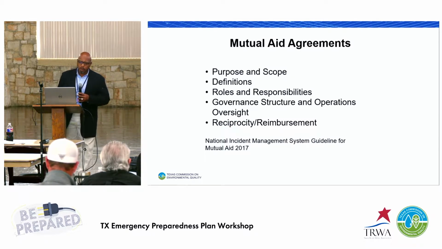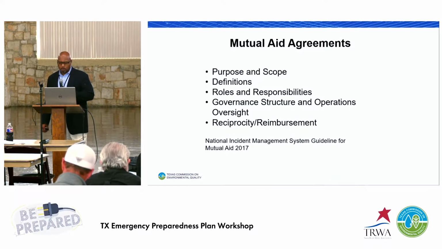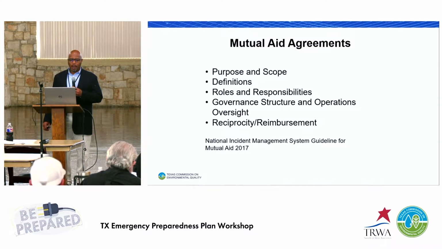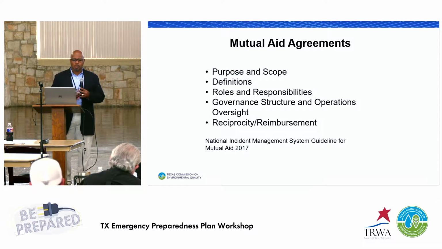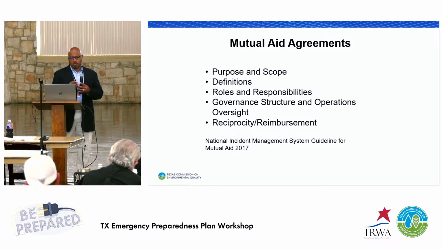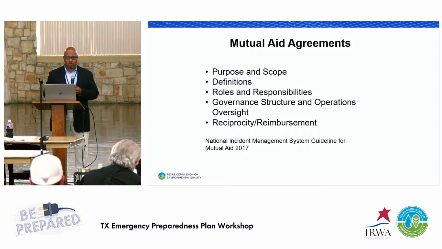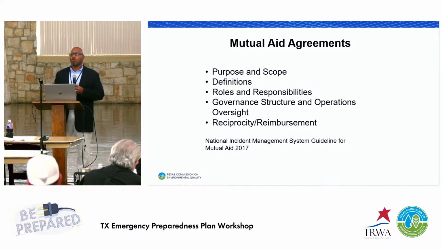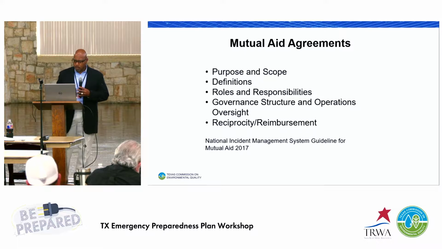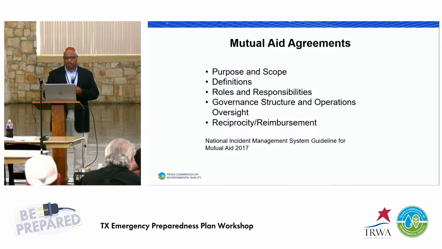So if you're going to put one together, you want to have some things documented. You want to know the purpose and scope of the agreement. You're going to want to define why you're entering into this mutual aid agreement and what it is going to entail. You want to have definitions of the common terms that are going to be used in the agreement, so everyone understands what each term means in the context of this agreement. And then the roles and responsibilities: who's doing what? If something happens and someone responds, what are the activities they're going to do, and what are their responsibilities to fulfill those activities?